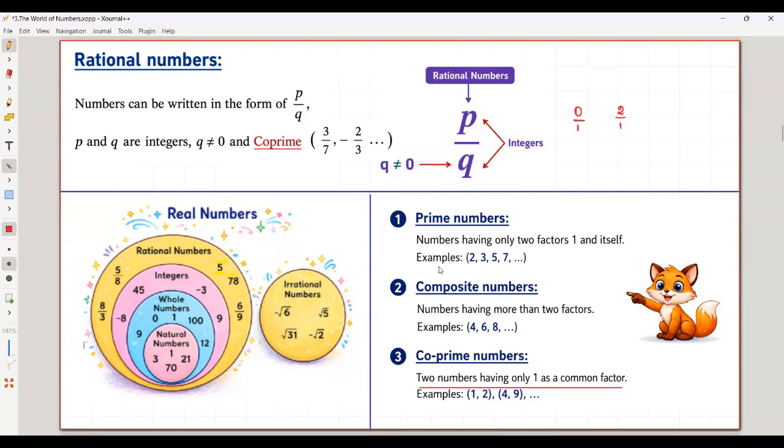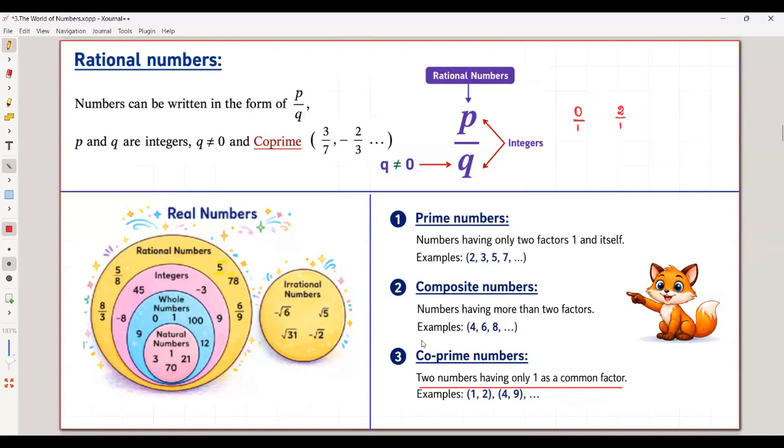Here I have taken two more definitions. One is prime number: numbers having only two factors, one and itself, are called prime numbers. Numbers having more than two factors are called composite numbers. Two numbers having only one as a common factor are called co-prime numbers.